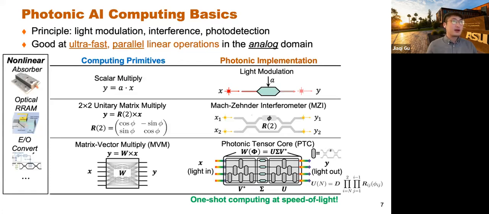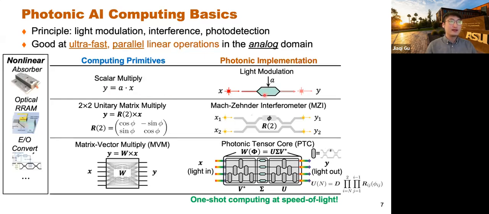Here I show some examples of how to use photonic devices to implement the computing primitives in a neural network. The first one is scalar multiply, A times X. Instead of using a multiplier, we do it in the analog domain with a light modulator. The modulator scales the input light intensity by a factor of A, so the output intensity is proportional to A times X. It's very fast.